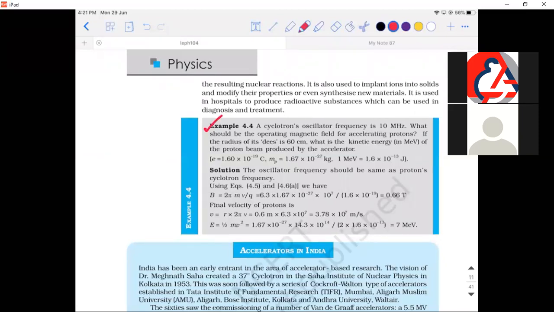You can just try this problem alone, Exercise 4.4. The cyclotron's oscillator frequency is 10 megahertz. What should be the operating magnetic field for accelerating protons? So the oscillator frequency is given as 10 megahertz. What are they asking? What should be the operating magnetic field for accelerating protons. So f is equal to QB divided by 2 pi into m, only one formula.